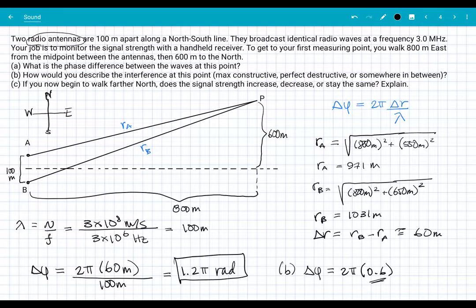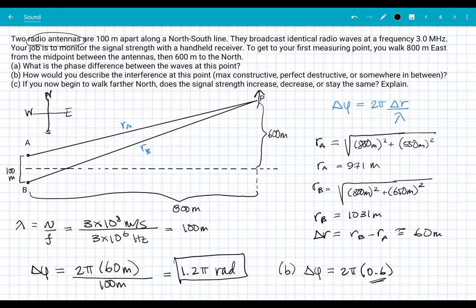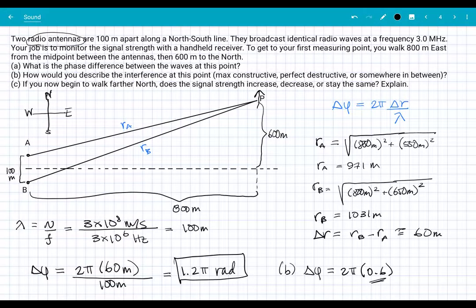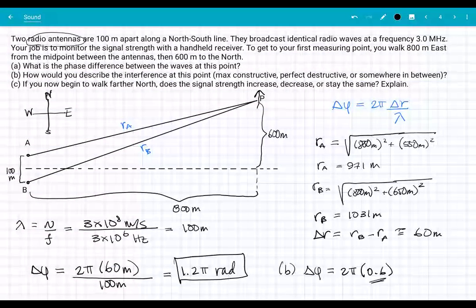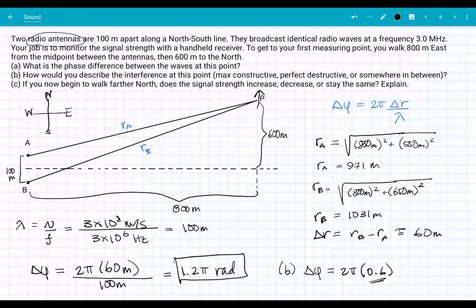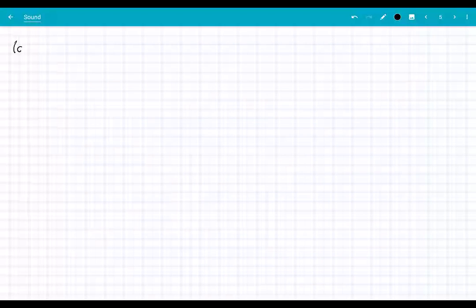Part C says, if you now begin to walk farther north, so imagine yourself walking upward on the page here, does the signal strength increase, decrease, or stay the same? Then it says to explain. So we can just check a point that's farther north. All I did was go north by like 10 meters and check a point right above there. There are different ways to do this, but that was how I chose to do it. So I say here, move 10 meters north.